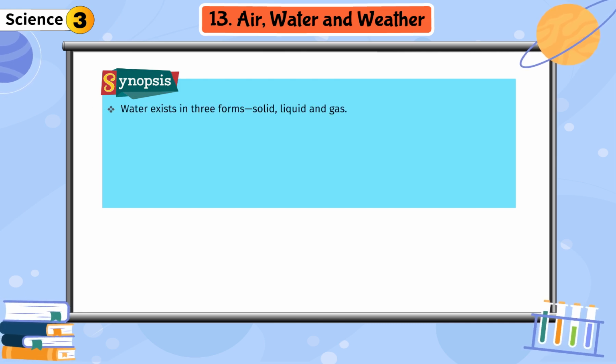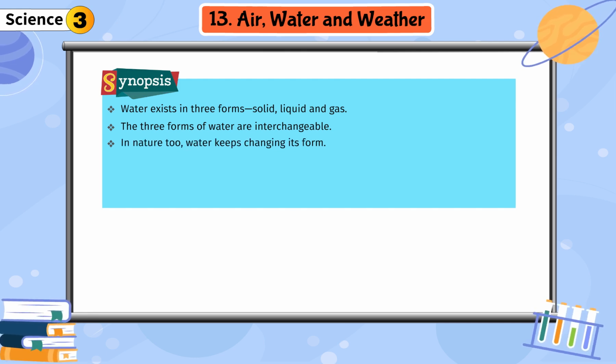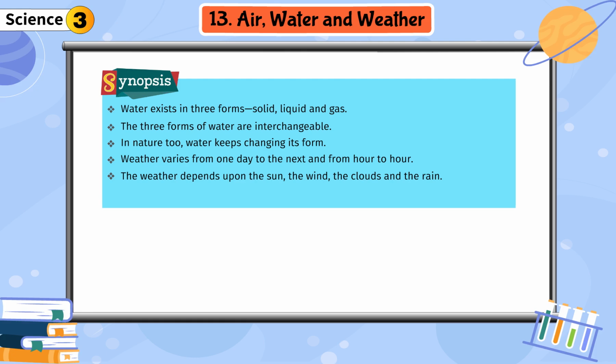Synopsis. Water exists in three forms: solid, liquid and gas. The three forms of water are interchangeable. In nature too, water keeps changing its form. Weather varies from one day to the next and from hour to hour. The weather depends upon the sun, the wind, the clouds and the rain. Weather affects our lifestyle.